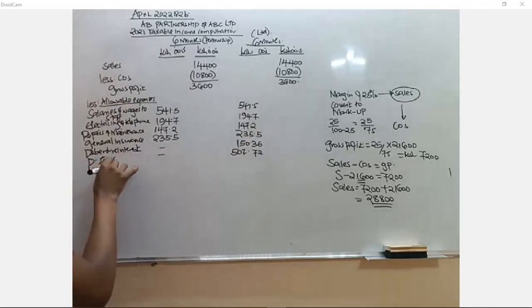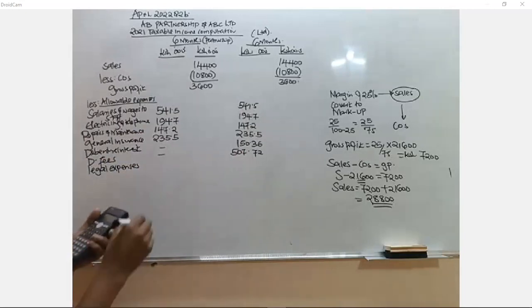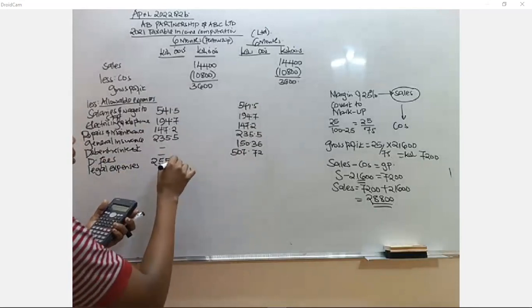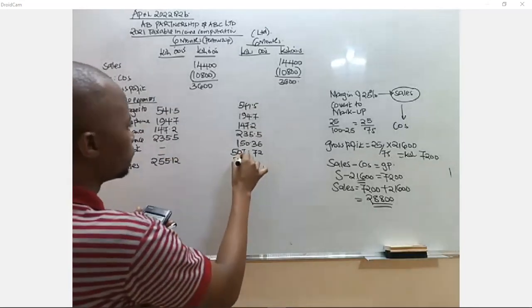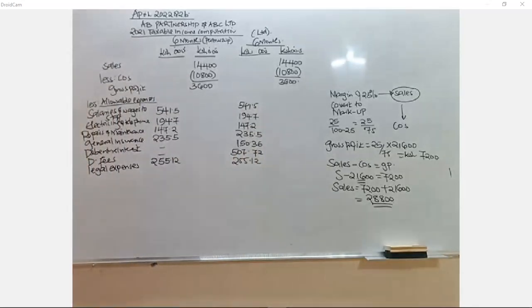When you look at the other areas, we have been told there are legal expenses affecting both partners. So our legal expenses amount to how much? We have been told the legal expense is 510.24, divided by 2, getting 255.12, and 255.12.